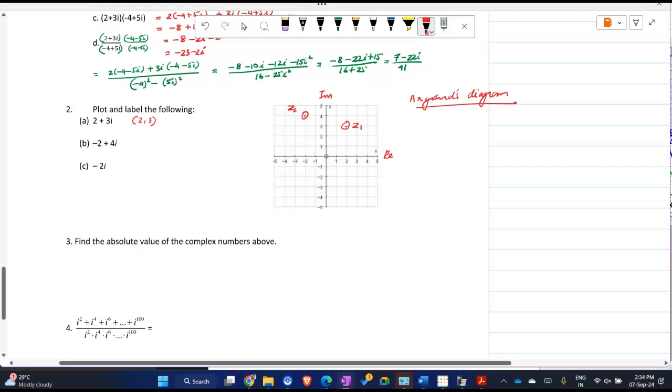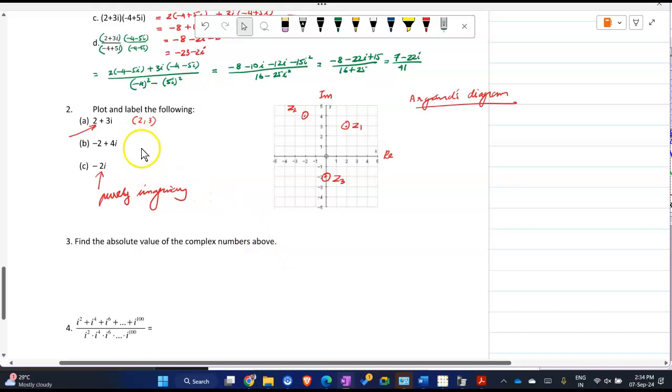-2i. Would it just be -2? -2i is a purely imaginary number. When you have numbers like this, they are called purely imaginary. It doesn't have a real part, so it's called purely imaginary. Now, find the absolute value of the complex numbers above.